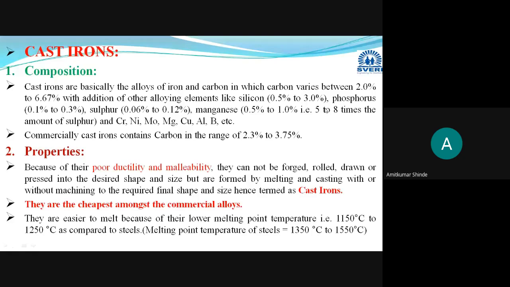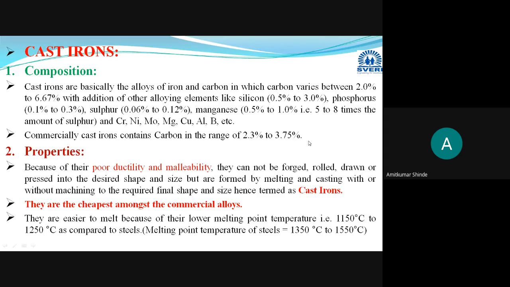This value, whichever value I have indicated here, that is 2 to 6.67%, is just a theoretical value. In actual practice, we are not using these values. In actual practice, we are taking the percentage of the carbon within this range, 2.3 to 3.75%. As far as theoretical values of carbon are concerned, it will be within the range 2 to 6.67. And as far as practical values of carbon percentage in the cast irons are concerned, it will be 2.3 to 3.75% only.